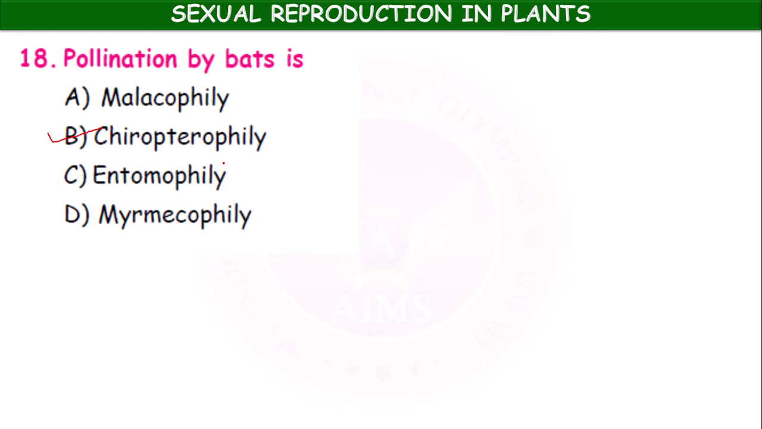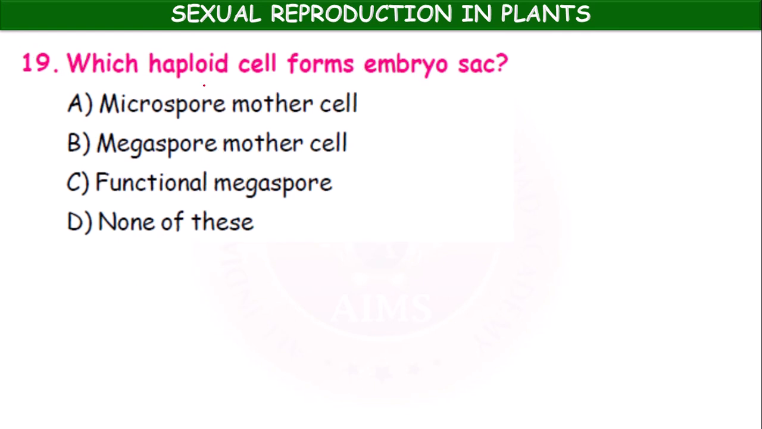Chiropterophily, pollination by bats. Which haploid cell forms the embryo sac? Microspore mother cell, megaspore mother cell, functional megaspore, none of these. Megaspore mother cell.